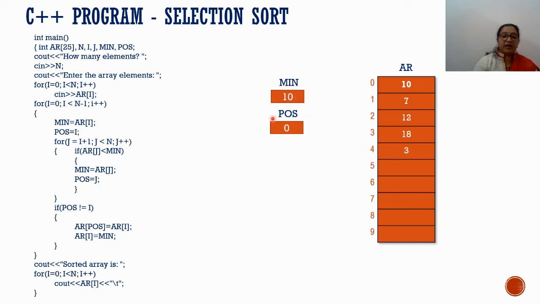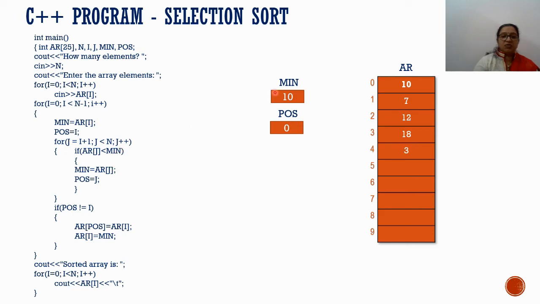And at the same time we are storing the position, POS. Position is 0. Now we are comparing min with the next value. Which one is the smallest? Min is 10, and we are comparing. Min is equal to AR of I, so 10 we are assigning to min. Position is equal to I, that means 0. Then for j is equal to I plus 1 onwards we are comparing with this min value.